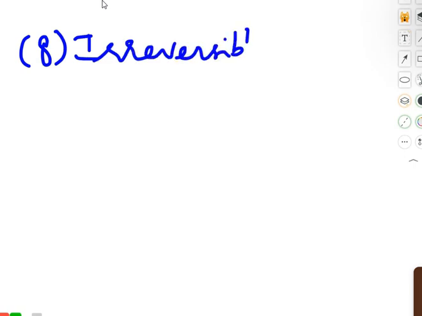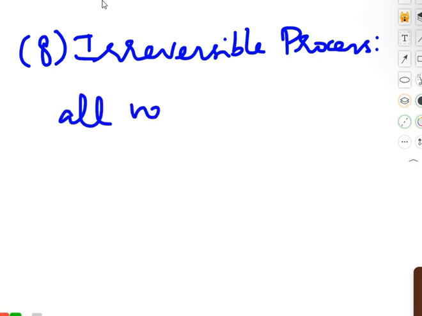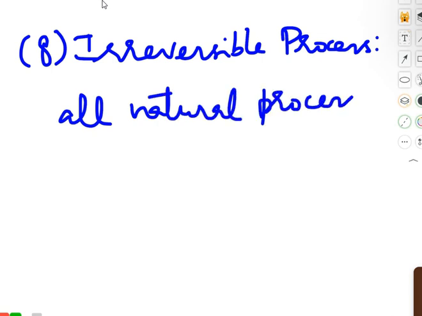So if there is a reversible process, what will be the other one? Irreversible process. What is an irreversible process? One wherein you cannot change its direction. The direction cannot be reversed by small changes. It takes big steps. So all natural processes are irreversible processes.